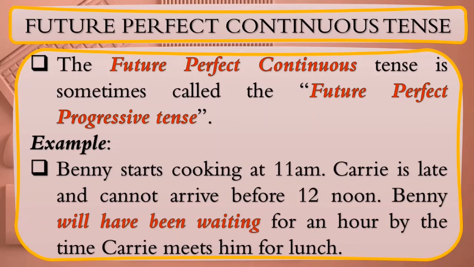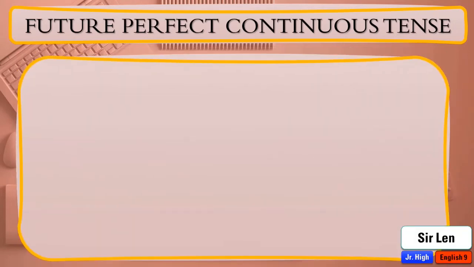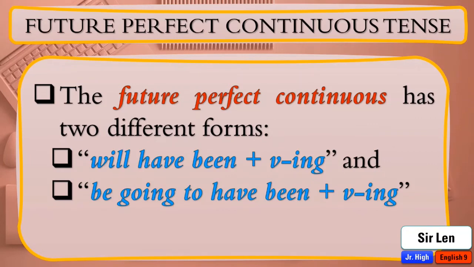Example: Benny starts cooking at 11 a.m. Carrie is late and cannot arrive before 12 noon. Benny will have been waiting for an hour by the time Carrie meets him for lunch. The future perfect continuous has two different forms: will have been plus verb-ing and be going to have been plus verb-ing.